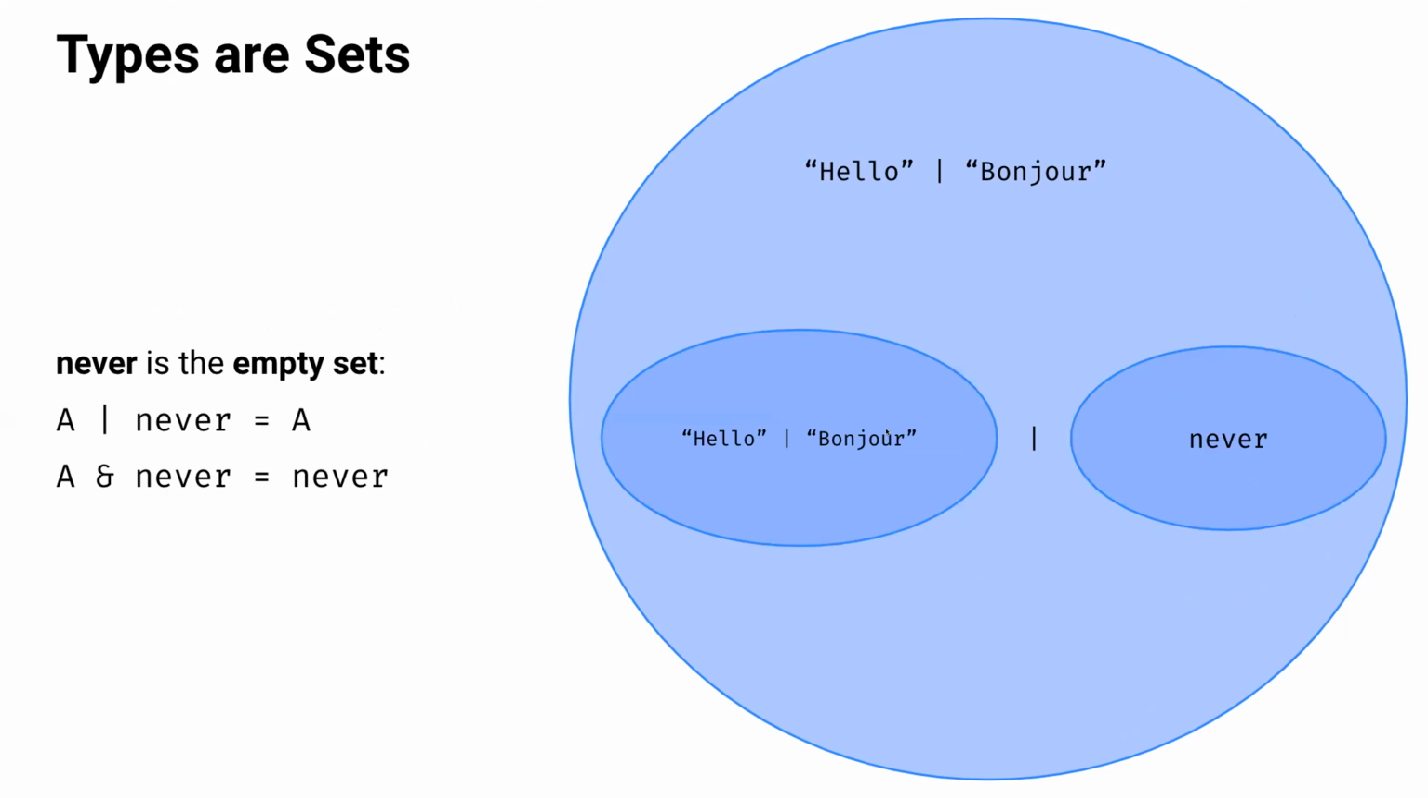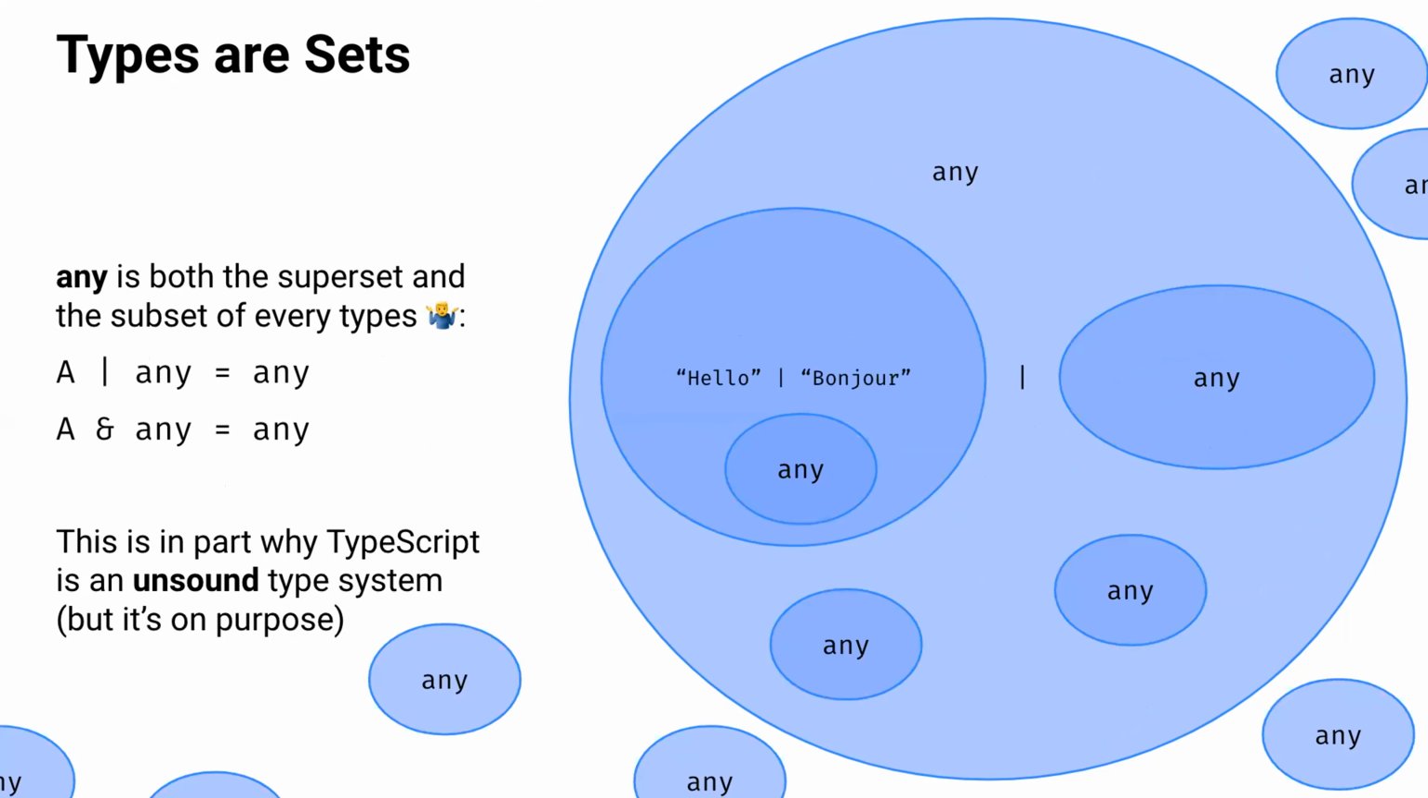There is also never. So never is the empty set. We can think of it like this. It's like an empty list, kind of, because when you concatenate the set hello and bonjour with never, it evaluates to hello and bonjour. It's the same thing. It's like an empty list.